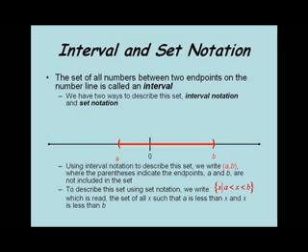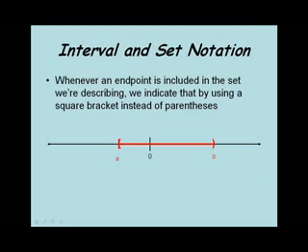To describe this same set using set notation, we write inside of what I call squiggly brackets, X, a bar, and then A is less than X is less than B. And we read this, the set of all X, such that A is less than X and X is less than B. Whenever an endpoint is included in the set we're describing, we indicate that by using a square bracket instead of parentheses, like you see on the number line below.